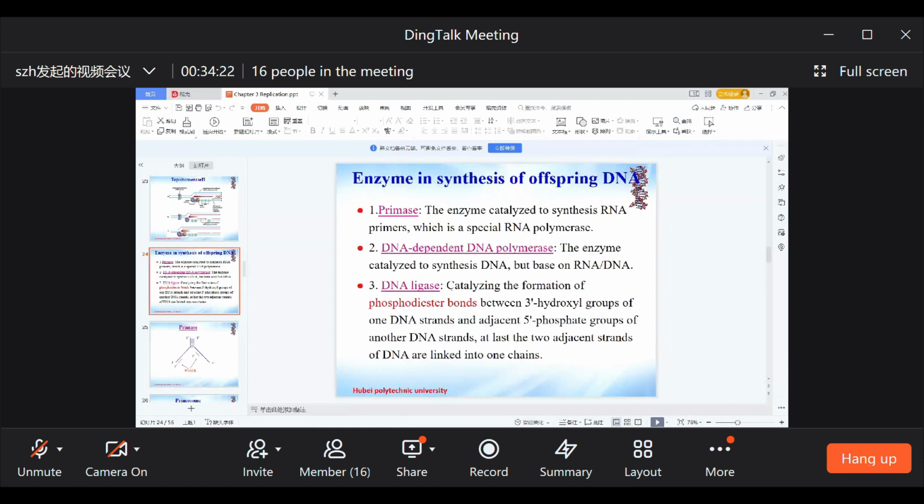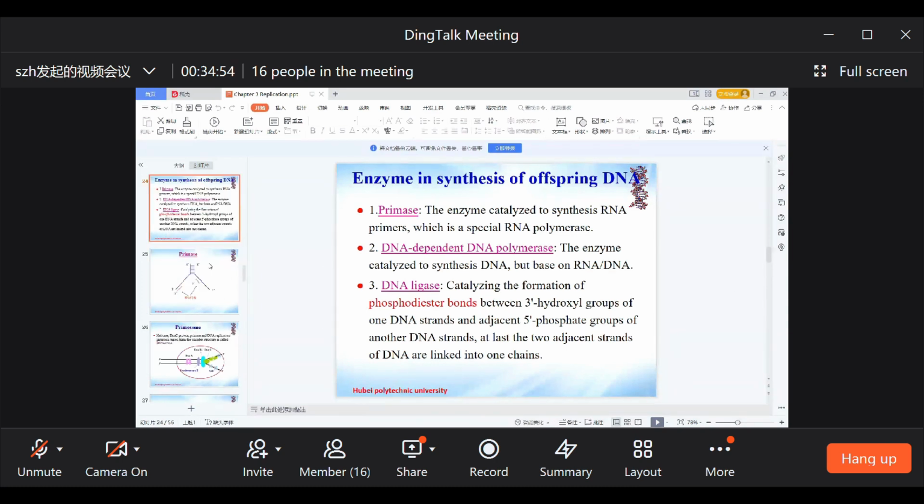And another one, you can see, we just studied the two enzymes and one kind of protein that take part in replication, take part in the strand and form the template. And later we studied all of the enzymes that take part in synthesis. The first you can see is primase, and I emphasize again.